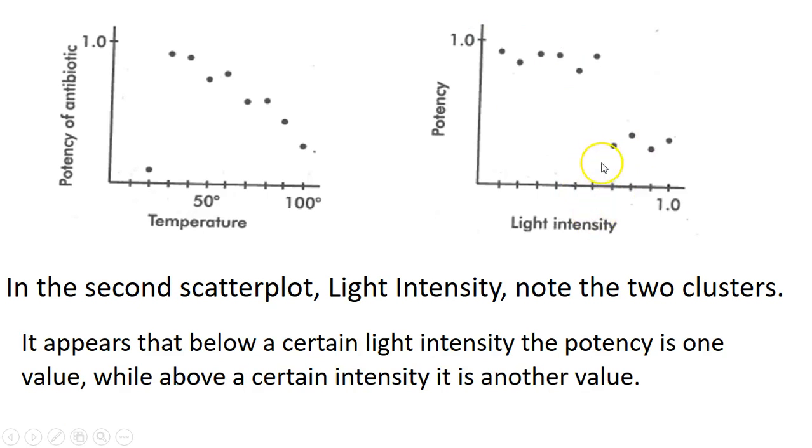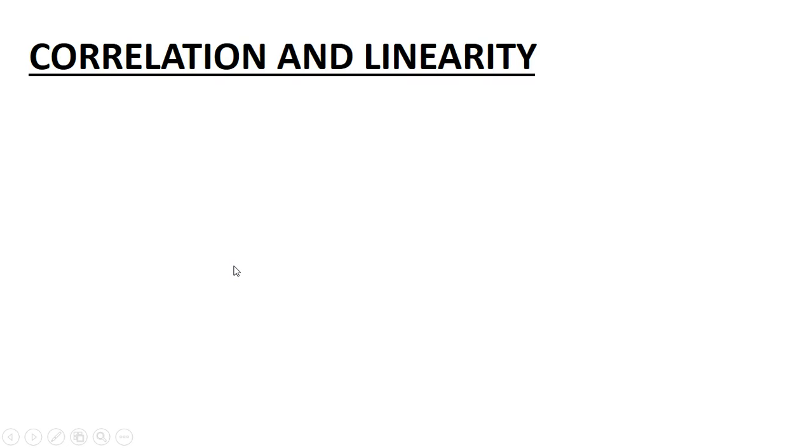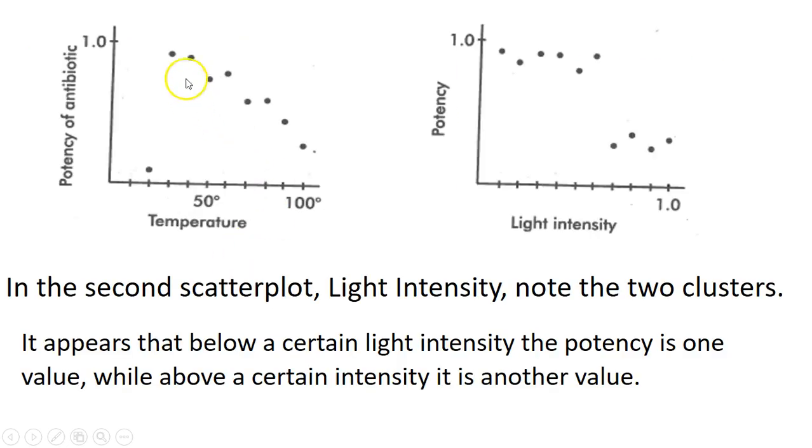It appears that below a certain light intensity, right, below a certain light intensity, it is one value, while above a certain light intensity, it's the other. So as the light intensity goes up, for some reason, boom, it just switches over. Right? In each cluster, there seems to be no association between intensity and potency. Right? There doesn't seem to be an association between the two, as you look at that. Whereas with this, it seems to be that the temperature, for the most part, other than this little thing, does appear to kind of decline as we go, other than that one little outlier.